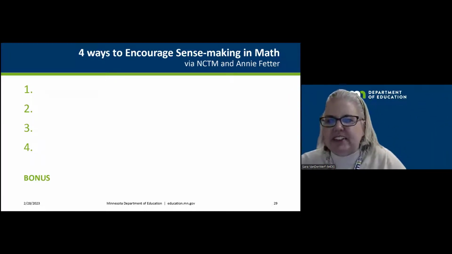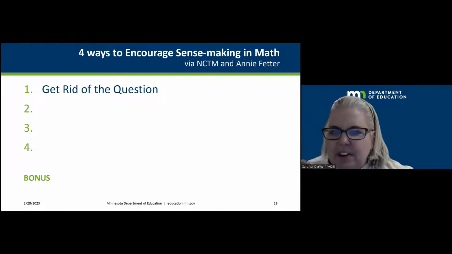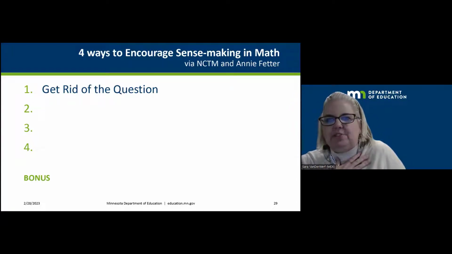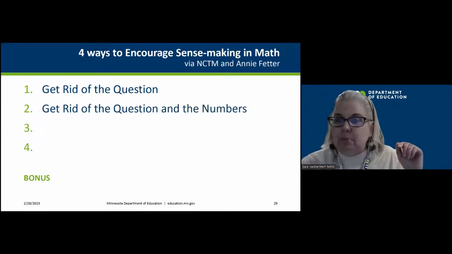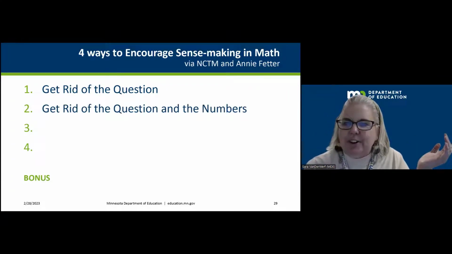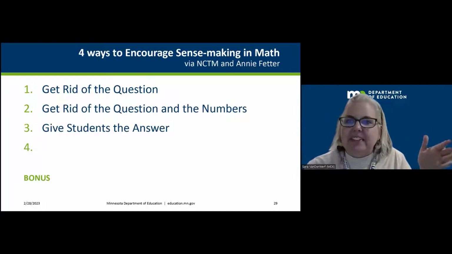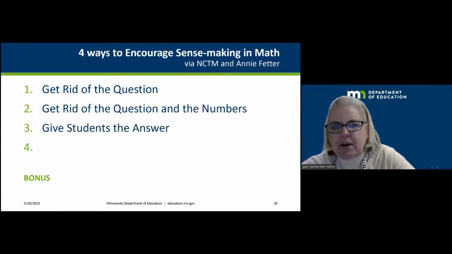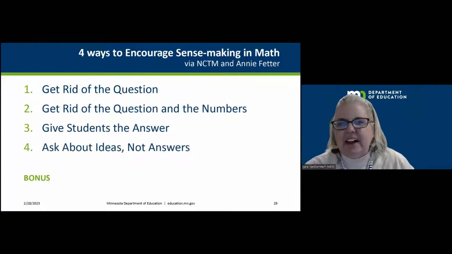So number 1, she says, take those assessment items and get rid of the question. Woo! How do you build sense making if the question's there? Well, questions just make you get afraid. I don't want to do this because I might get it wrong. Number 2, she says, get rid of the question and the numbers. Well, how are you supposed to do math if there's no numbers? Number 3, she says, give the students all the answers. And you might be thinking on the MCAs, I'm not allowed to give all the answers. No, but you can create the skills that will help them think about this. And we'll show you what we mean about this. Number 4, you ask about ideas and not the answers.